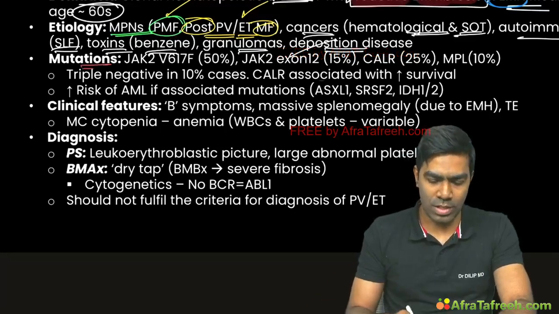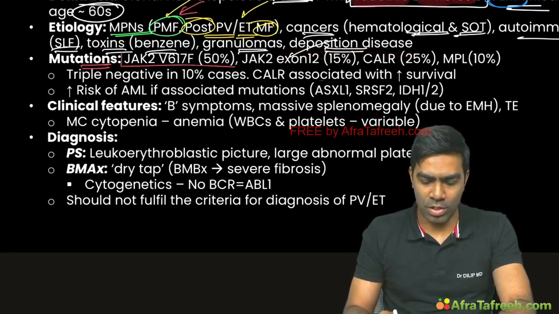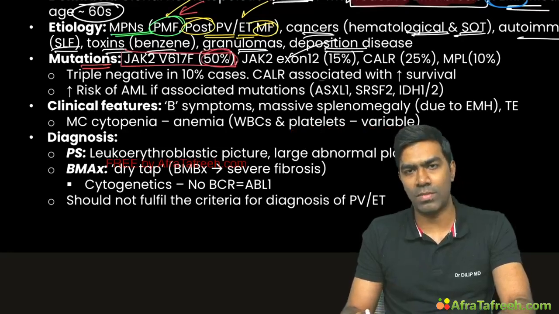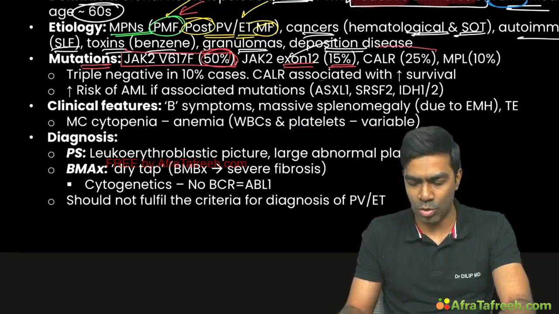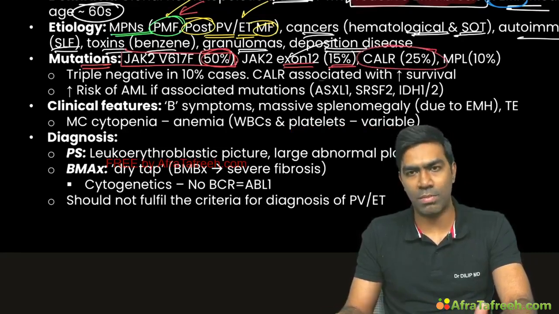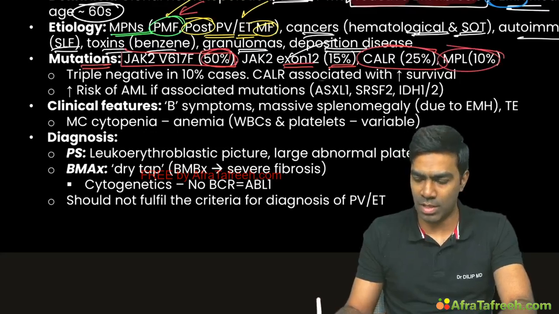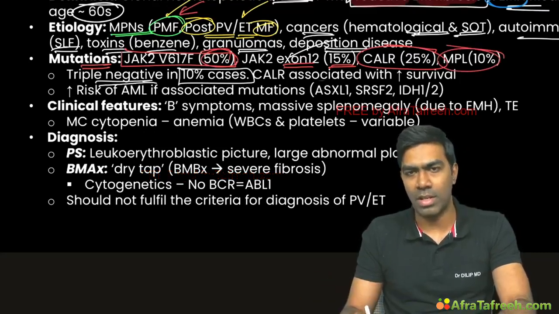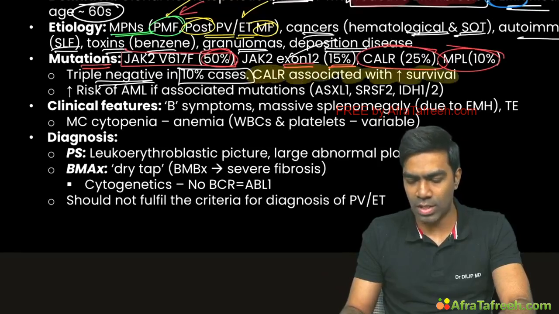So what are the mutations that are associated with primary myelofibrosis? The most common mutation once again is the JAK2 V617F mutation, seen in approximately 50% of the cases. The exon 12 mutations can be seen in 15% of the patients. Second most common is CALR mutation, seen in 25%, and the third most common is MPL mutation, seen in 10%. But it has to be remembered that up to 5 to 10% of the cases can be triple negative, which means none of the mutations can be seen. And textbooks also mention that overall survival is going to increase with CALR mutation.